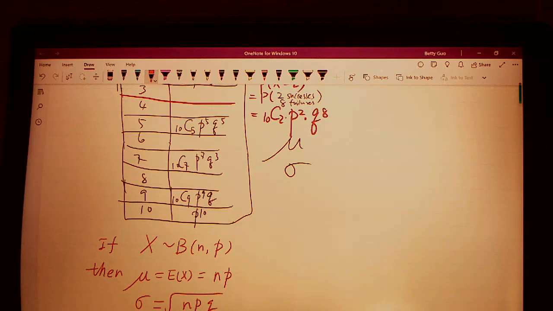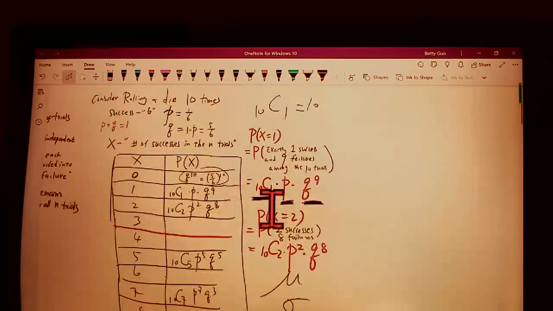So on Tuesday, we were talking about binomial distribution, right? Yeah, I gave you an example. The procedure of rolling a die 10 times is a binomial distribution. Here x is a discrete random variable. If we let x represent the number of successes in the 10 trials, and we assign getting number 6 as success, then x would be binomial distributed.